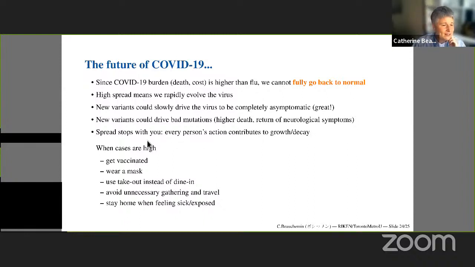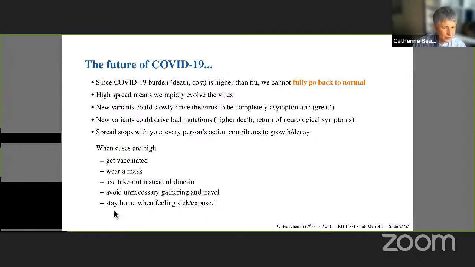So the spread basically stops with you. So every single person's action contributes to the growth or decay of the cases. So when you see that cases are high or getting high, you should consider getting vaccinated to reboost your immunity and avoid becoming a transmitter, because the vaccine protects more long-term against severe infection, but transmission protection is not very good. It's very short-lived. You should wear a mask when the cases are high. You should use takeout instead of dine-in when the cases are high. You should avoid unnecessary gathering or travel.